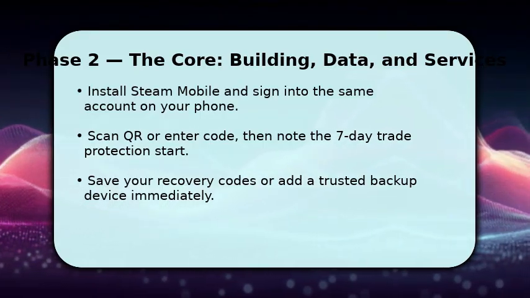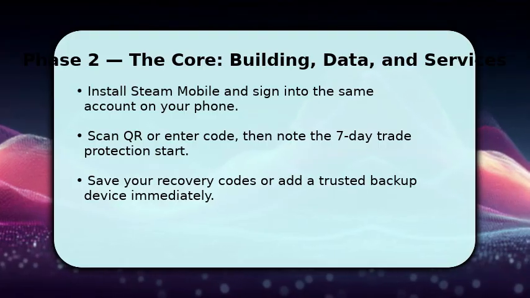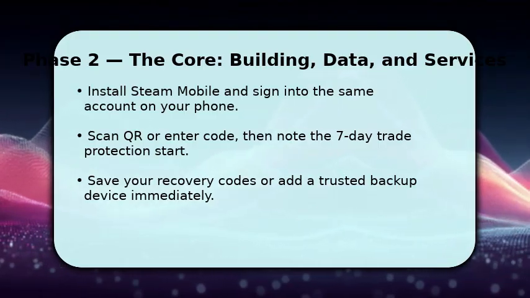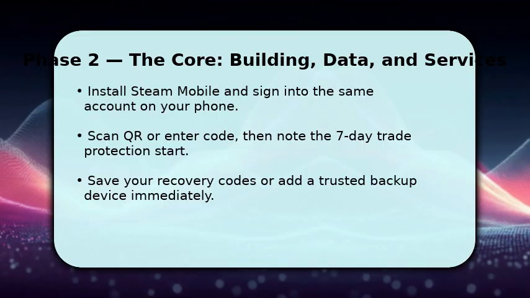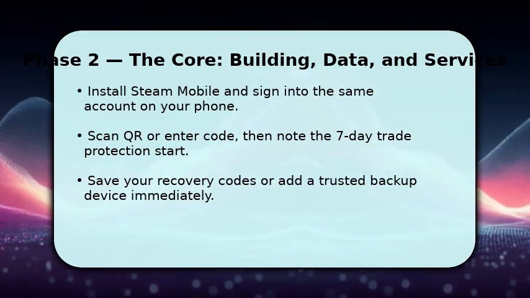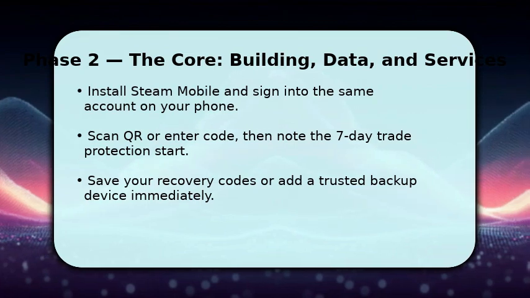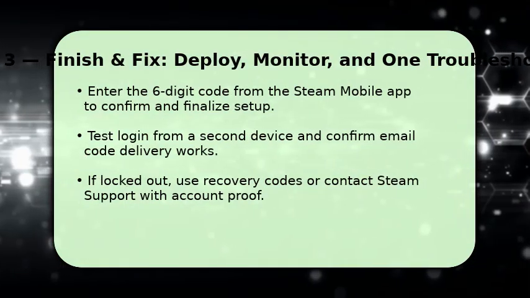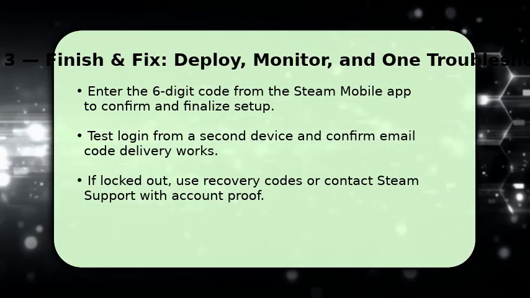Also, copy and securely store recovery codes or add another trusted device. These steps help prevent permanent lockout if you lose your primary phone. You finish by entering the 6-digit code shown in the Steam mobile app into Steam. This confirms and completes activation.